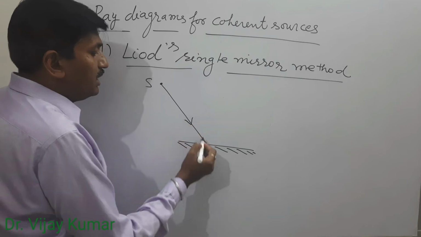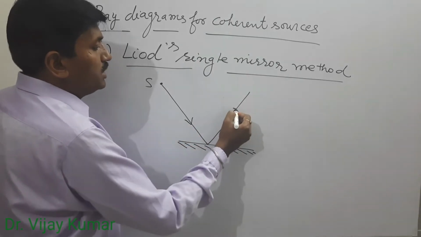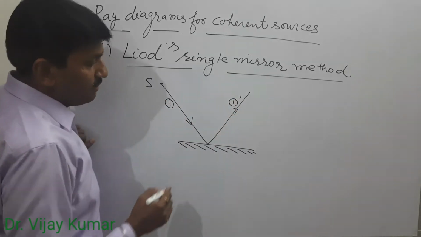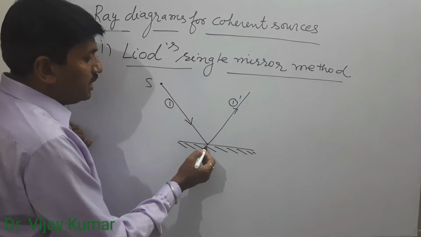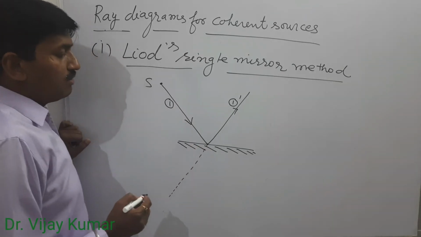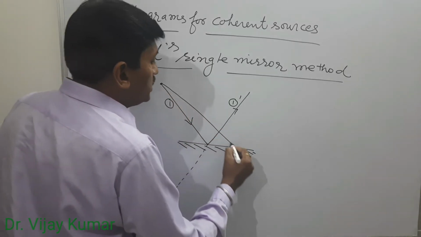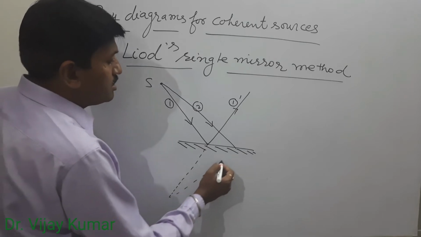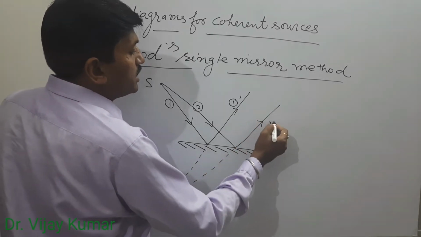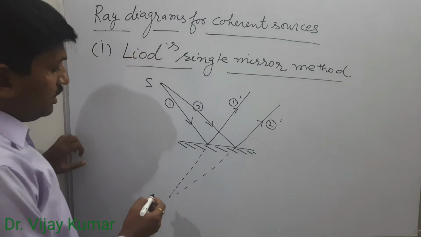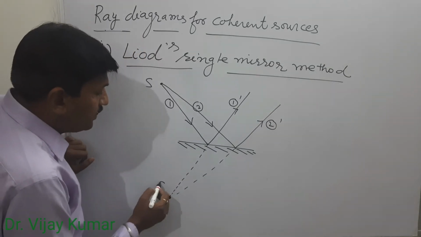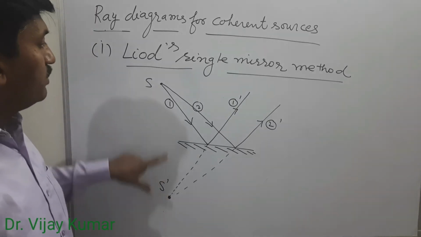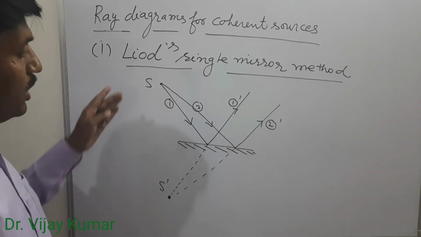This is the incident light ray. Suppose this is the reflected light ray. This is the first incident ray and its first reflected ray, and we can extend it in the reverse direction. Suppose this is the second incident ray, and this should be the second reflected ray, and it should be the image of this object, and the object and this image of the source both should be coherent to each other.